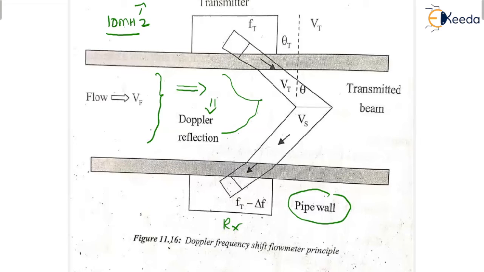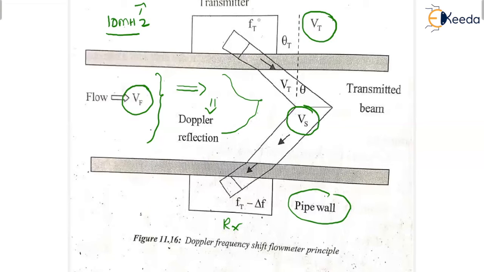What is Vf? Vf is the flow velocity. And what is Vt? Vt is the sonic velocity of the transmitter material. The sonic velocity of which material? The transmitter. And Vs is the sonic velocity of the fluid.